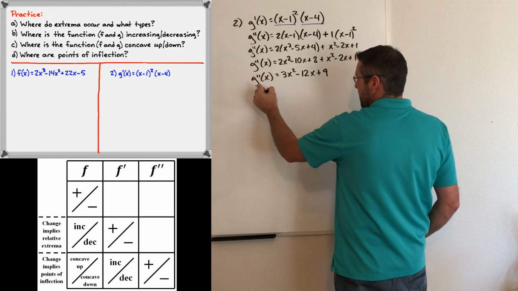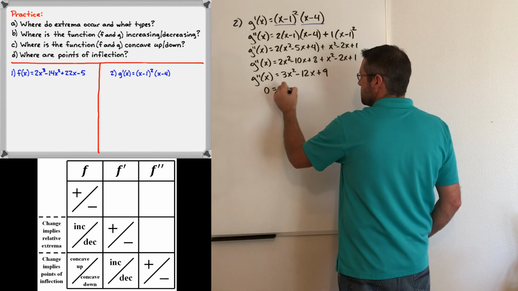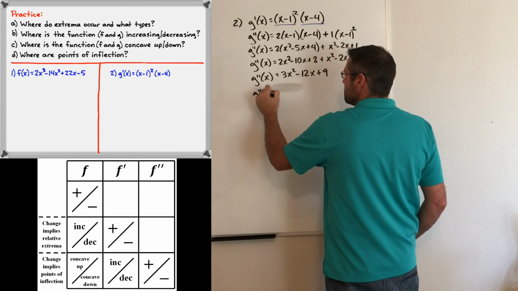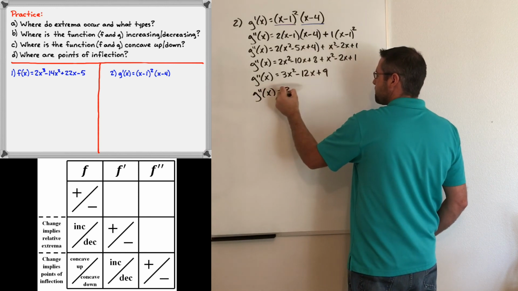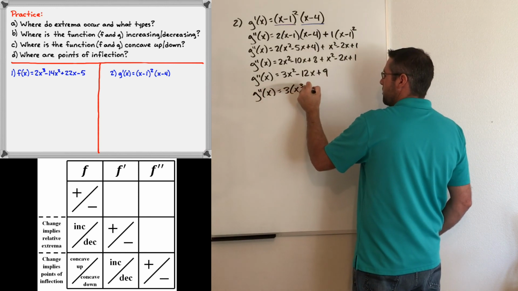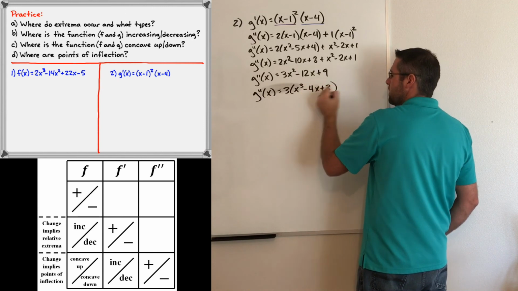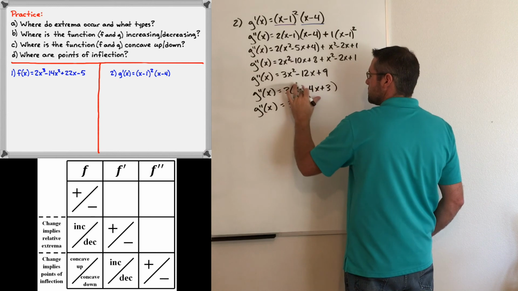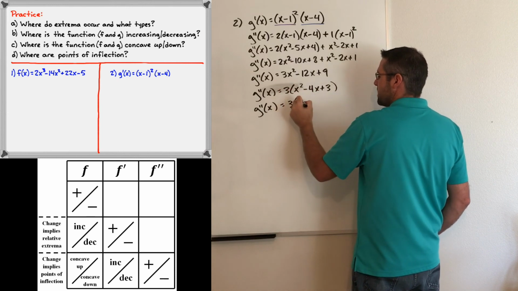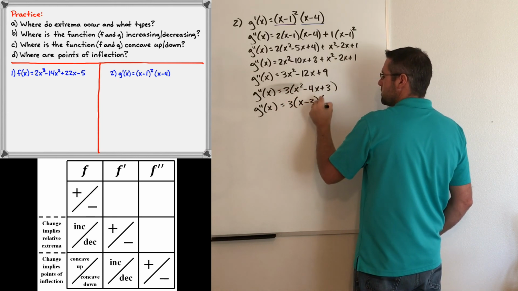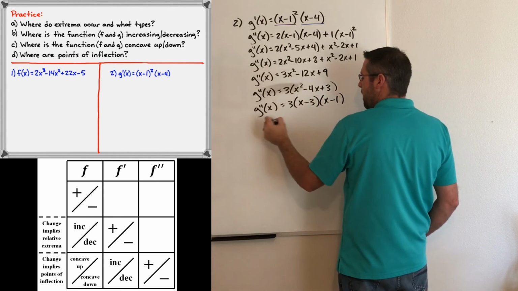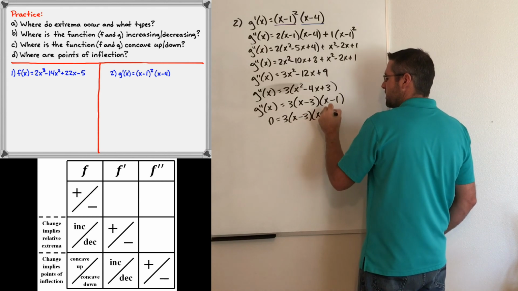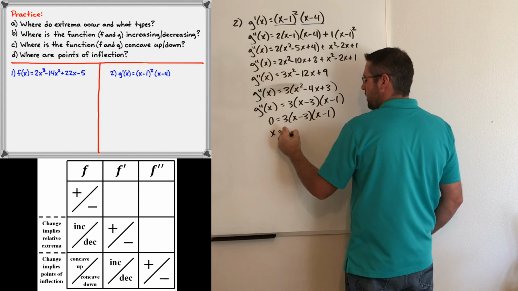So we have to set that equal to 0. Actually, before we do that, let's go through the motions of factoring here. So G double prime of x, factor out a 3. So that'd be 3 times x squared minus 4x plus 3. And then that factors further to 3 times x minus 3 times x minus 1. And now we'll set this equal to 0, and then we can see that that occurs when x equals 1 and 3.